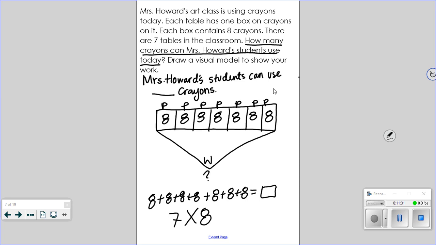I still have to do the same amount of work, but it's a lot shorter for me to write. 7 groups of 8 equals box.